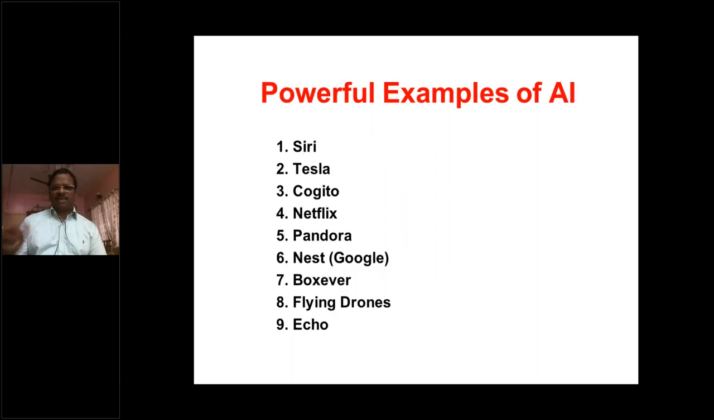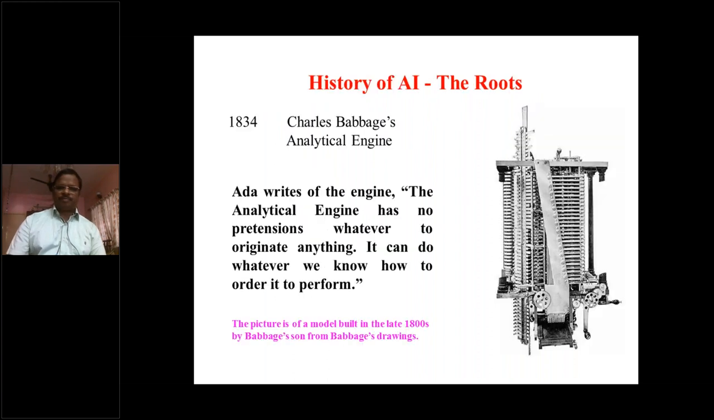Now, what are the powerful examples of AI? Siri, Tesla, Cogito, Netflix, Pandora, Nest, which is part of Google, and playing drones. The drone technologies are mostly 99% AI technique, and Echo. These are the powerful examples utilized nowadays by means of AI techniques. You know all these things very well.